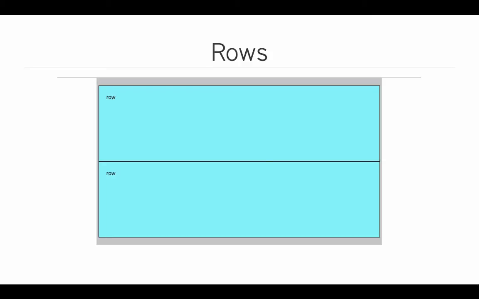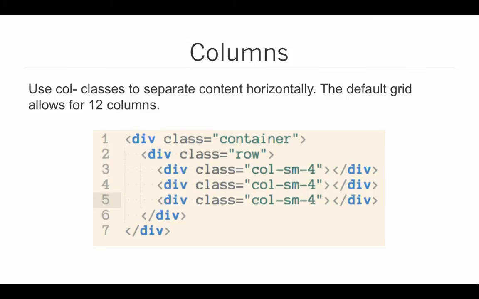So here we can see a class of container indicated with light gray, and here we've given the color aqua to each row, and you can see how the rows stack on top of each other there, and they're just as wide as the container. Now, to create horizontal separation or column structure inside of each row, we use a class of column, or COL.